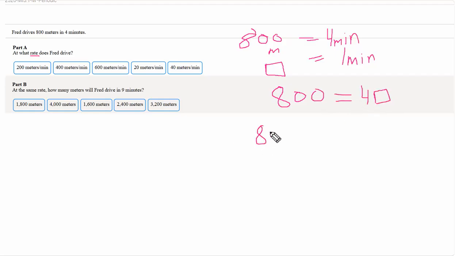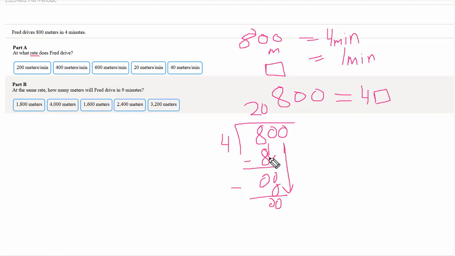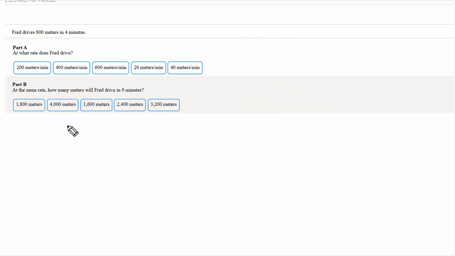Then you do 800 divided by 4. You put the 2 up, you put 8 at the bottom, and subtract, then you bring down the 0. 4 times 0 is 0, 0 here, and then you bring down the 0 again, then 0 up and 0 at the bottom. So this is how you do it. This is the cross multiplication method.